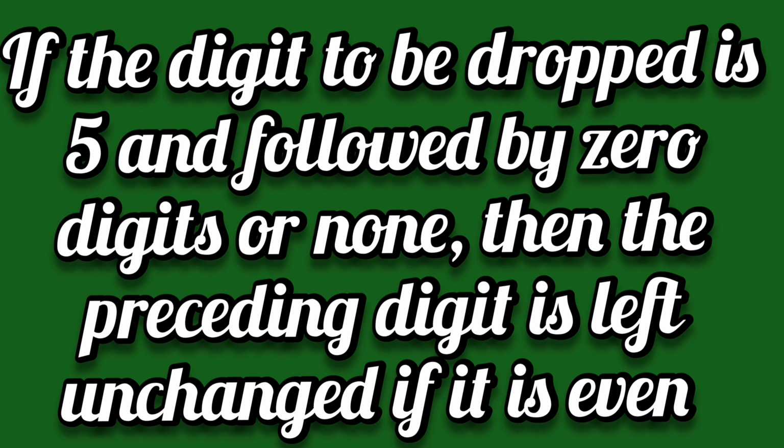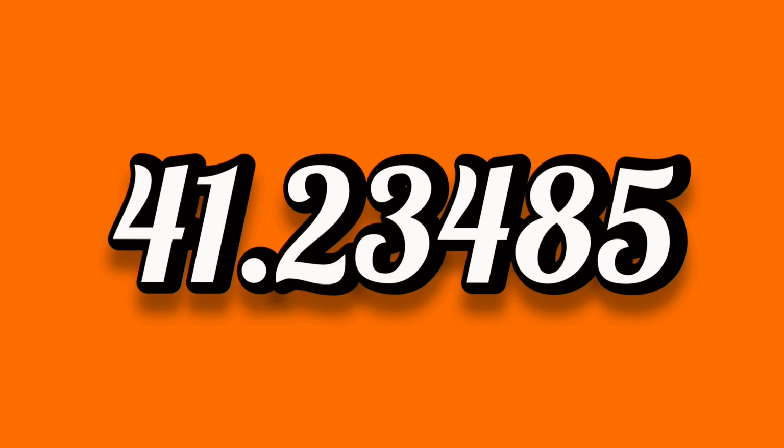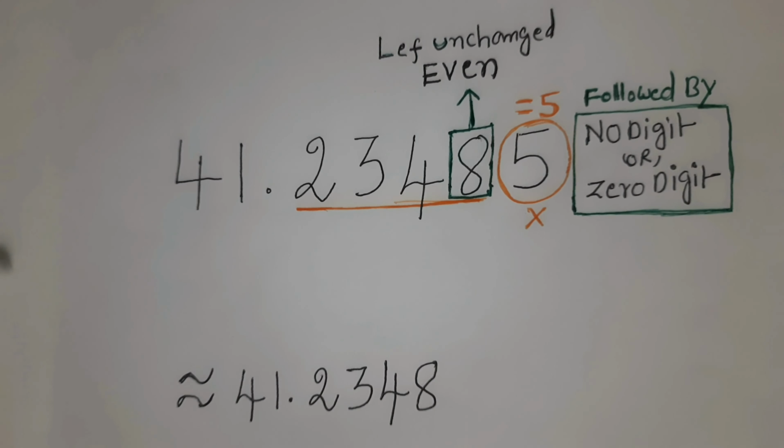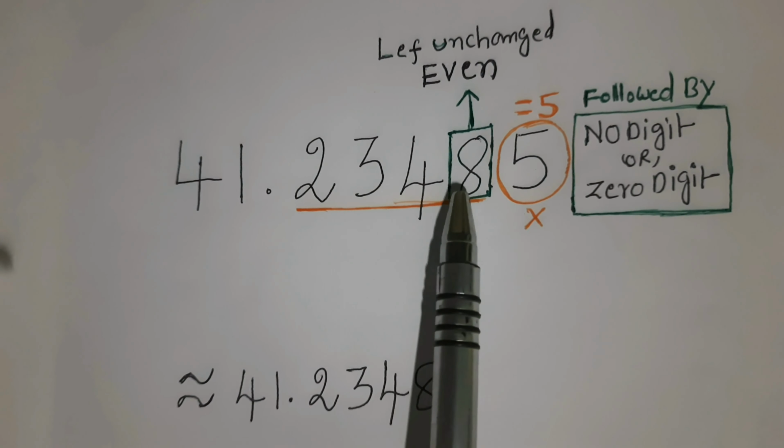Case 4. If the digit to be dropped is 5 and followed by 0 digits or none, then the preceding digit is left unchanged if it is even. Let us discuss this rule by taking an example. Let's now take a decimal number with 5 decimal places, 41.23485. Let us round off this number up to 4 decimal places.